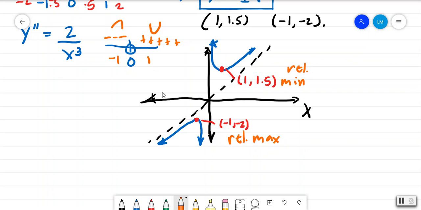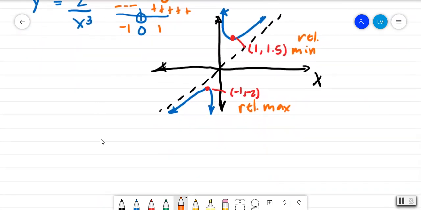Now, if I would have, let's say for example, restricted the domain from 0 to infinity, this would be the absolute min, versus if I would have restricted the domain from negative infinity to 0, that would be the relative max and also the absolute max.